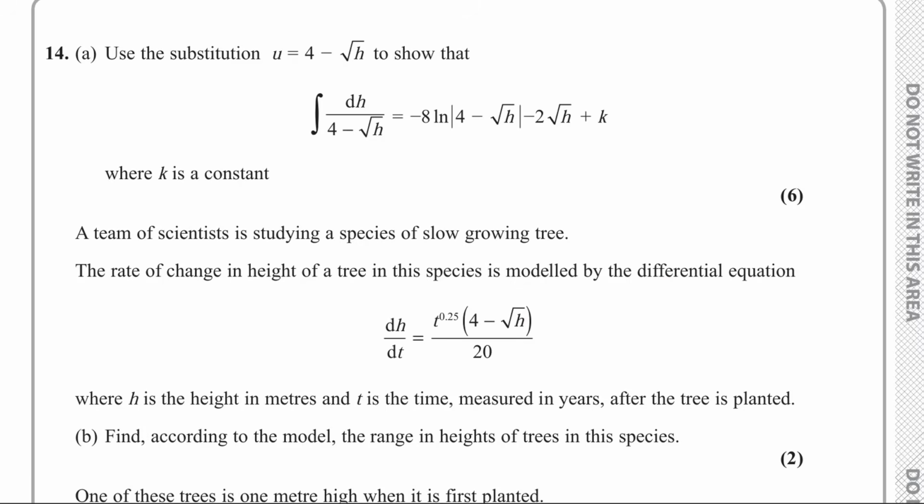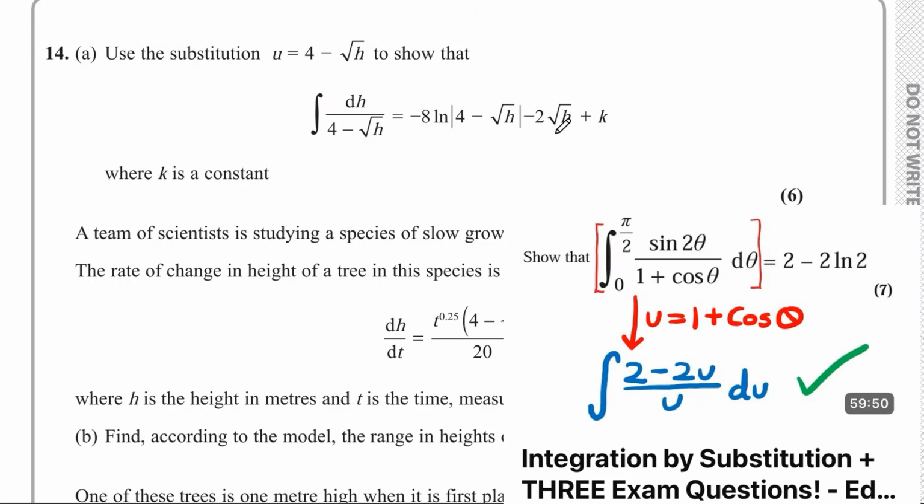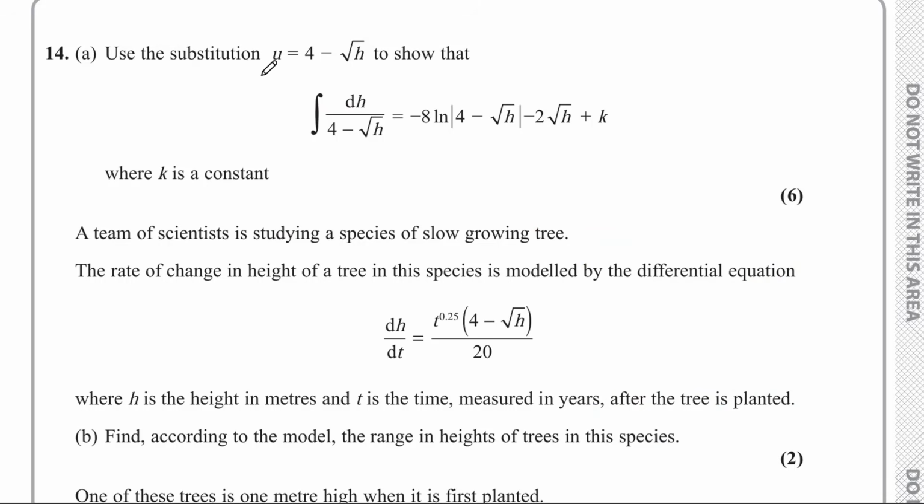Okay, so for part A, we need to use the substitution u is equal to 4 minus root h to show that the integral of dh over 4 minus root h is equal to this here for 6 marks. So this is an integration by substitution question, and it's one of the nicer ones because it actually gives us the substitution to use here, u is equal to 4 minus root h.